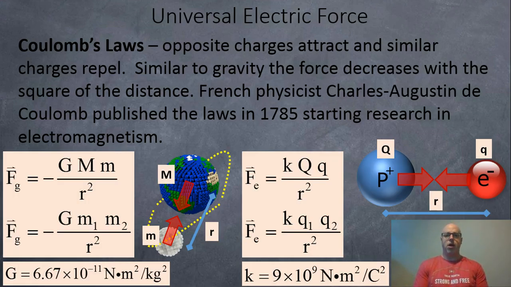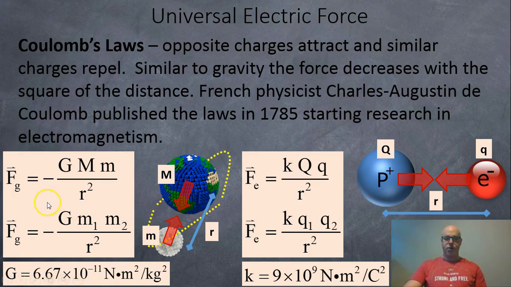Okay, Coulomb's law. Opposite charges attract and similar charges repel. Similar to gravity, the force decreases with the inverse square of the distance. French physicist Charles Augustin de Coulomb published the laws in 1785, which started research in electromagnetism.